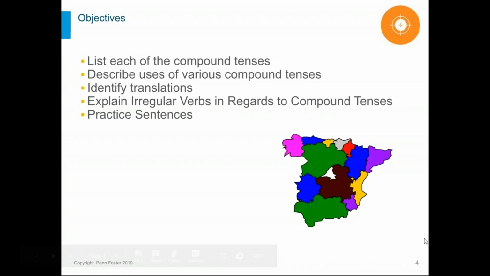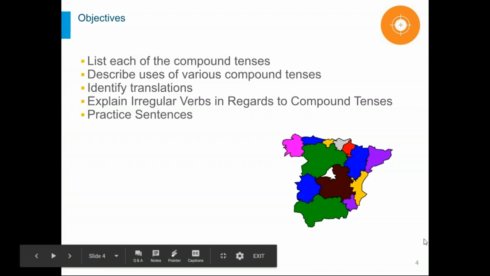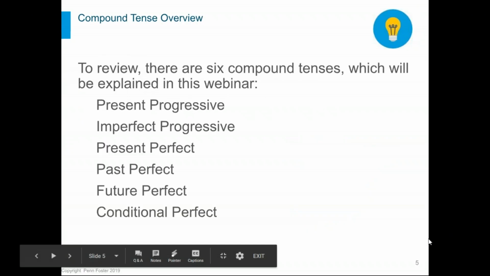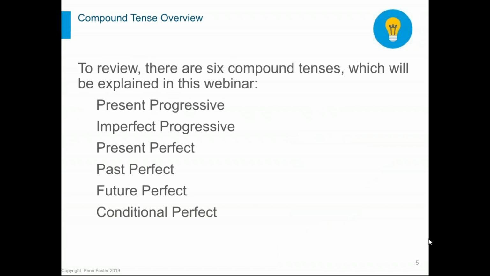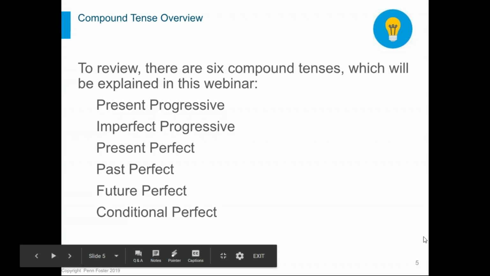In today's webinar, we will cover the 2 progressive tenses and the 4 perfect tenses. We will discuss their uses, translations, different types of verb groups, and show some examples and practice sentences with each of these tenses. So to review, there are 6 total compound tenses which will be explained in this webinar. The 2 progressives, present and imperfect, and 4 perfect tenses, present perfect, past perfect, future perfect, and conditional perfect. We'll get into each of them as we go along.